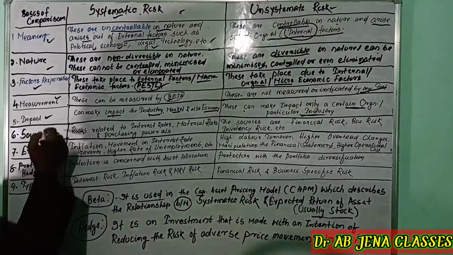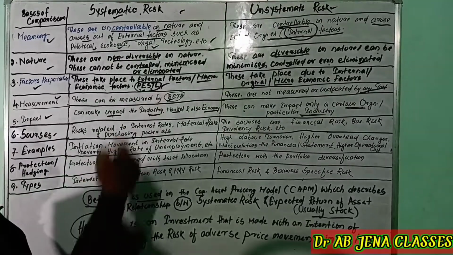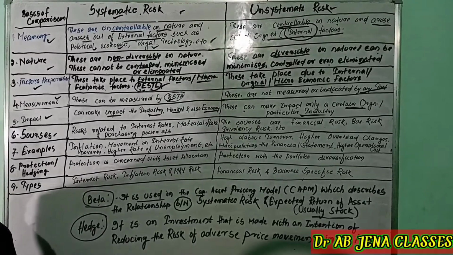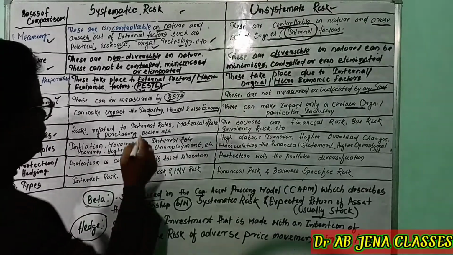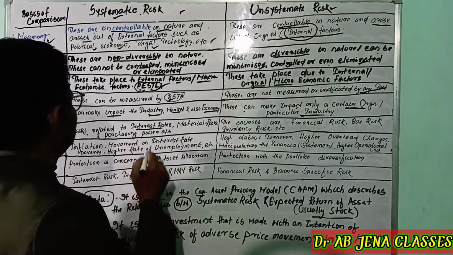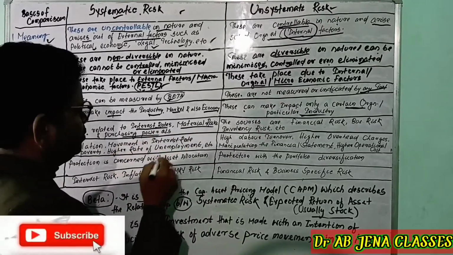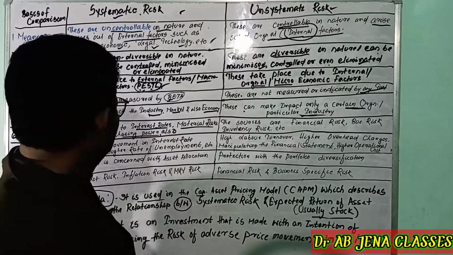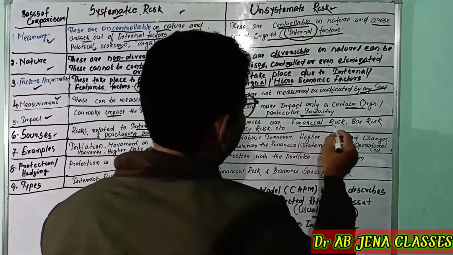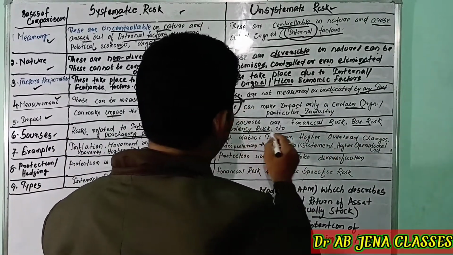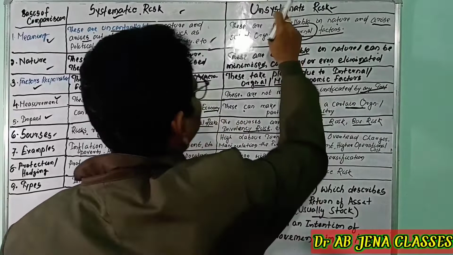So the next basis of comparison is the sources. What are the sources of systematic risks and what are the sources of unsystematic risks? In the case of systematic risks, the sources are interest rates, material risks, purchasing power also, and for unsystematic risks, the sources are financial risks, business risks, insolvency risks, etc., and also operational risks. So these are the sources for the unsystematic risks.